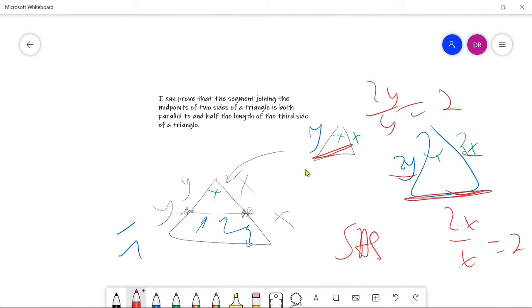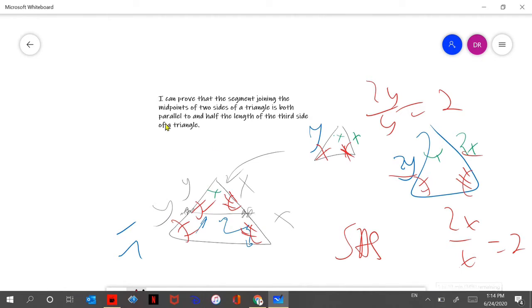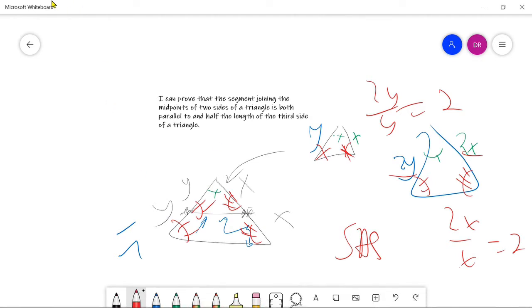Okay, and then we have to prove that this line is parallel to that line. So we know that when two triangles are similar, all angles are congruent, right? So we know that these two angles are congruent to these two angles. Let's make that 3. And then we can prove that these two lines are parallel because corresponding angles of parallel lines are congruent. So since their corresponding angles are congruent, they are parallel.